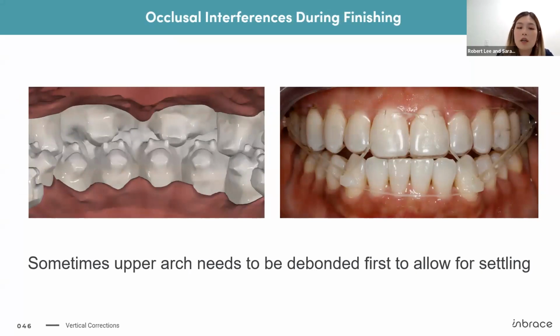Sometimes for the upper arch, there are cases where they need to be debonded first to allow for settling. So in this case, you can see that the patient is hitting on the upper brackets, and so it makes it very difficult to try to increase that overbite. So in this case, you can see the patient was debonded for the upper arch first, and we are running elastics against the upper Essex, and those are just teardrop cutouts onto the upper Essex so that we can continue to deepen the overbite.